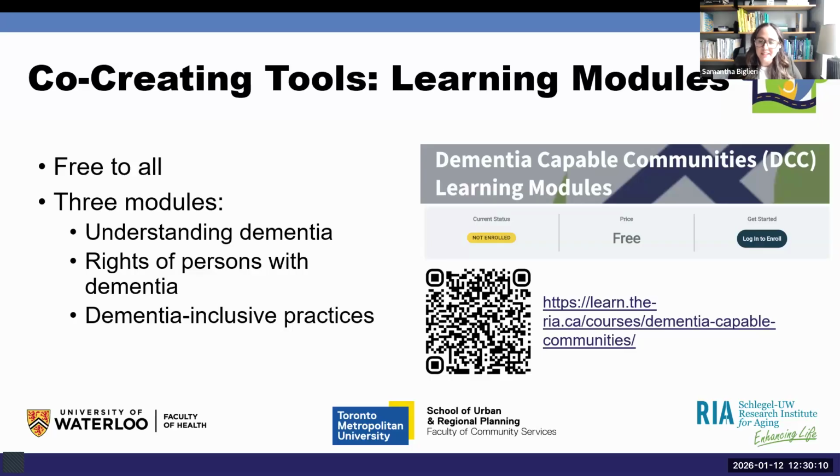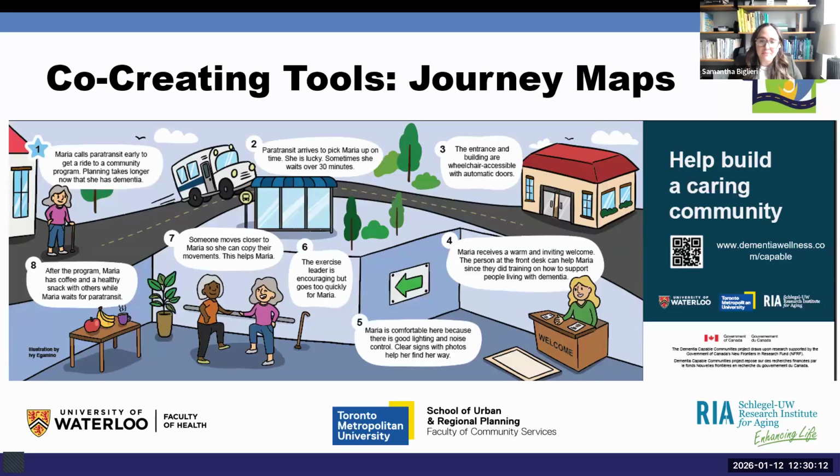Next slide. We also developed journey maps to help people understand barriers that people with dementia encounter in the community and actions they can do to support them. The maps are paired with a short discussion guide. The focus on the journey helps us to understand that it's not just about having access to a light rail transit stop, but it's about the quality of the sidewalk on the way to the stop.